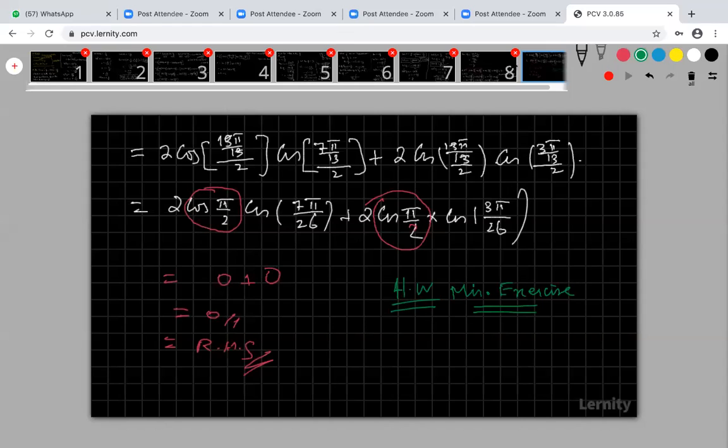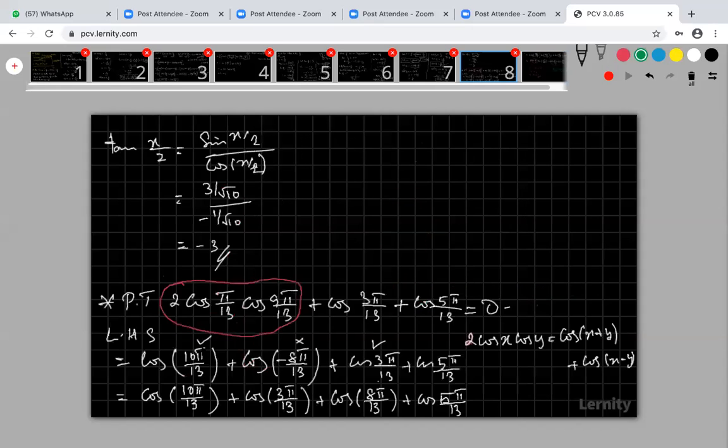So look at that, my dear student. I am applying this formula here, the 2 cos x cos y formula. Here also the same formula. Here I am rearranging the terms. This term and this term, write it here. And this, write it here.